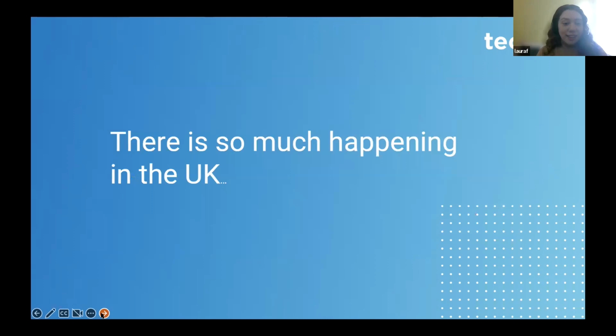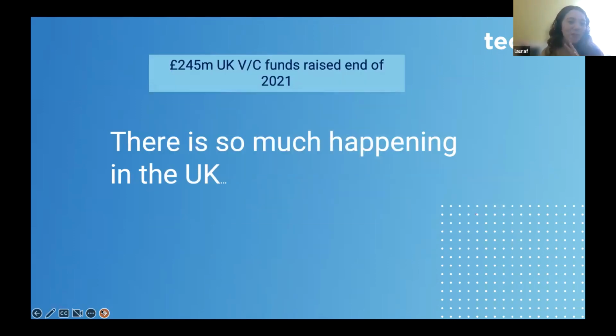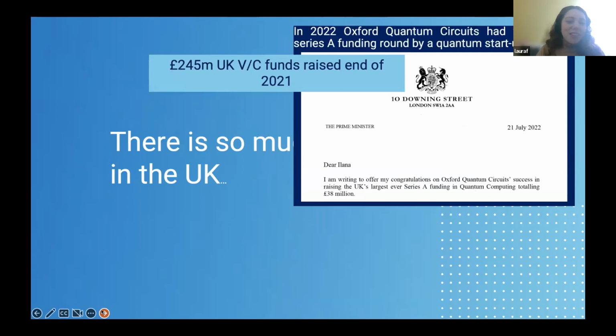Now, all of that ensures that this is what is happening in the UK. Alison, I apologise for this slide. So if you click just a couple of times, you'll see an awful lot of what is happening in the UK. That letter from Downing Street that you can see there is an example of the VC funds that have been raised around quantum, and that is from a company called Oxford Quantum Circuits.